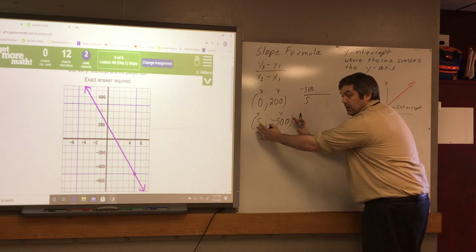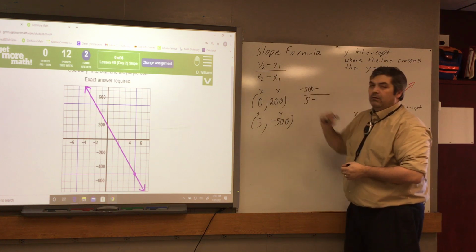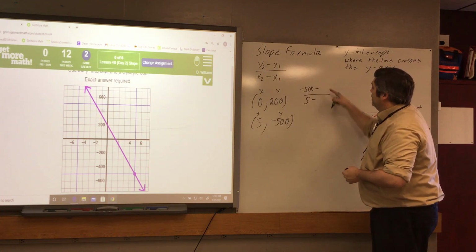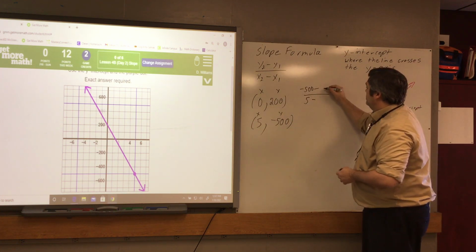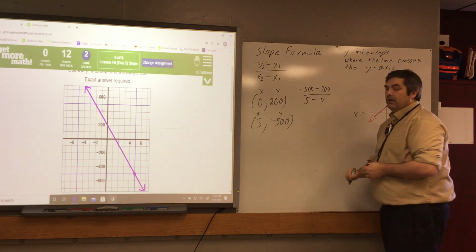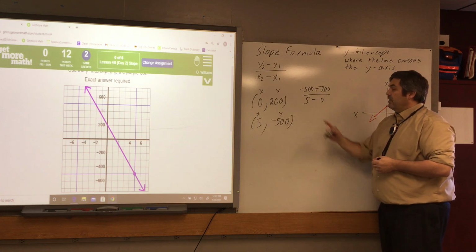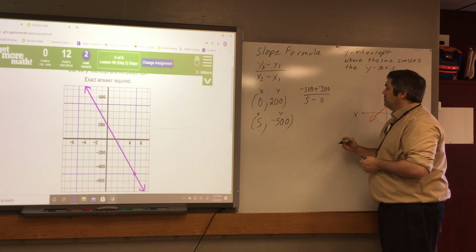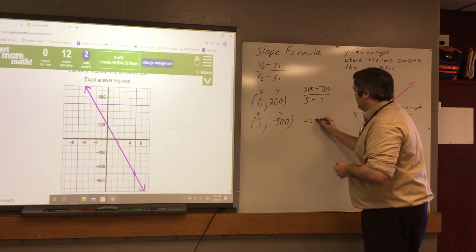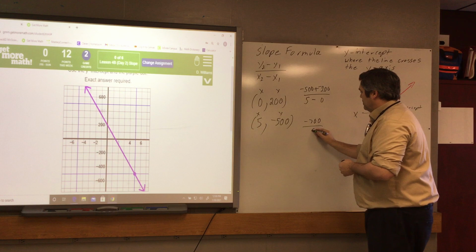Okay? They go together. Minus and minus, because that's a part of the formula. And now the other y, 200 and 0. Now here I'm going to come through here, I'm going to do click, click, and I've got negative 500 plus negative 200, that gets me negative 700 over 5 minus 0, which is 5.